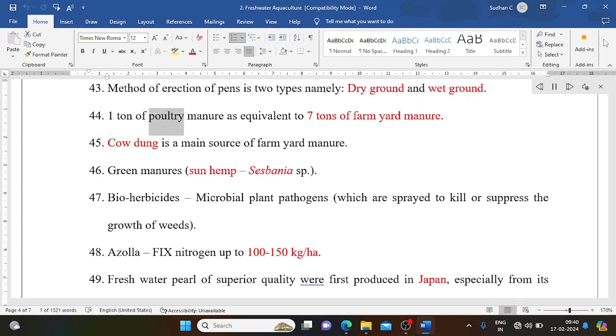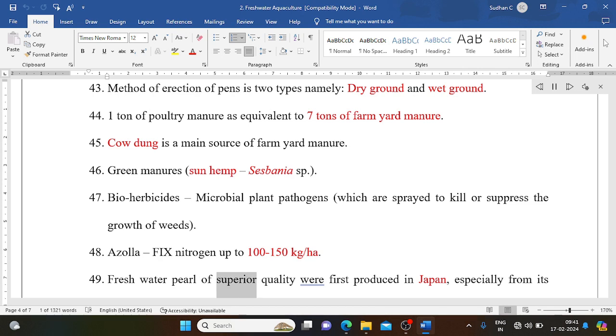1 ton of poultry manure is equivalent to 7 tons of farmyard manure. Cow dung is a main source of farmyard manure. Green manures, sun hemp, Sesbania sp. Bioherbicides, microbial plant pathogens, which are sprayed to kill or suppress the growth of weeds. Azolla fixes nitrogen up to 100 to 150 kg/ha.